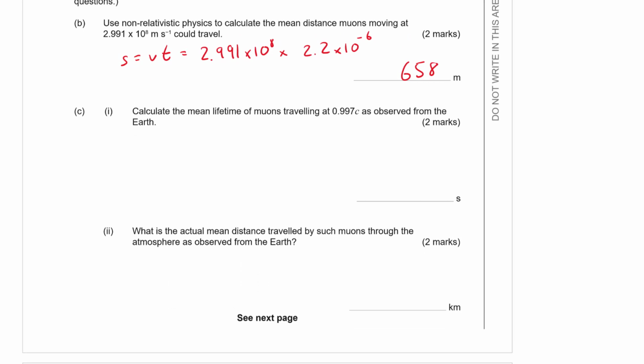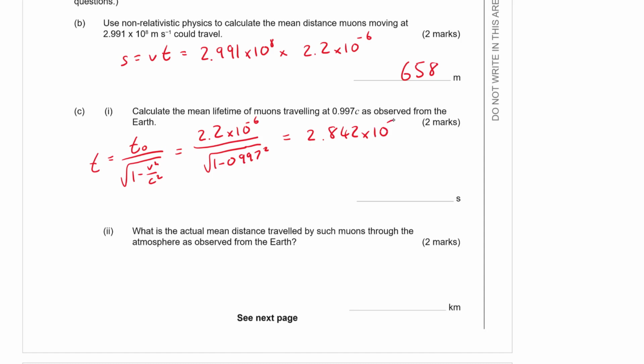Now it's saying calculate the mean lifetime of the muons traveling at 0.997 C as observed by the Earth. So now it wants us to get that time and essentially dilate it. We start with this equation from your formula sheet, and you just sub in your values. You get that mean lifetime again, and of course the C's all cancel out. 0.997 squared. And what you should end up with is 2.842 times 10 to the negative 5. So down here in seconds, just 2.84 times 10 to the negative 5. Put that across. There we go.